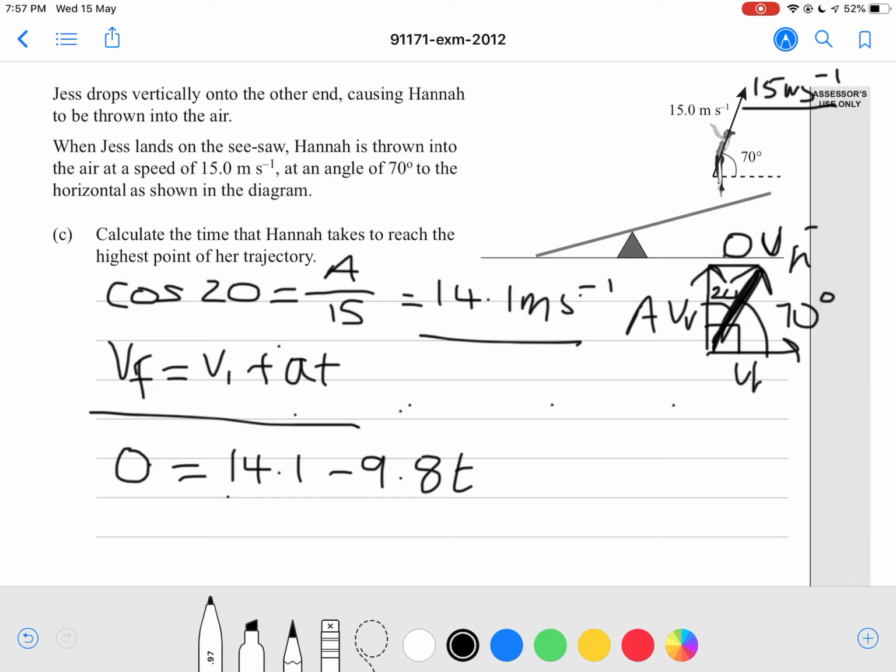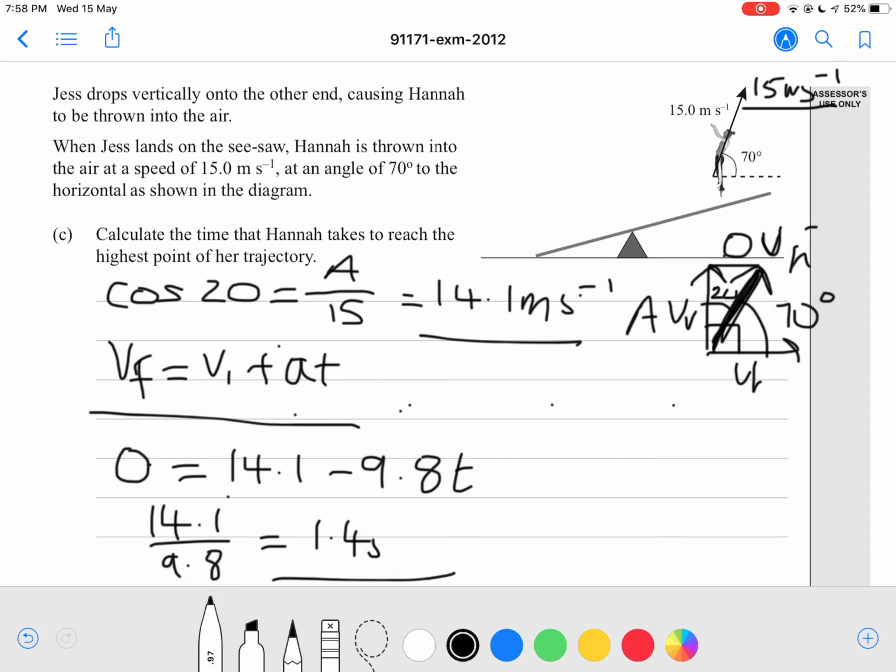So basically, what you're trying to think here is, if I lose 9.8 meters per second of speed per second, then how long will it take? Then it'll just be the initial velocity divided by the gravity, and that should give you 1.4 seconds. So basically, it takes 1.4 seconds for the vertical velocity to reach 0, and that's where the highest point of the trajectory is.